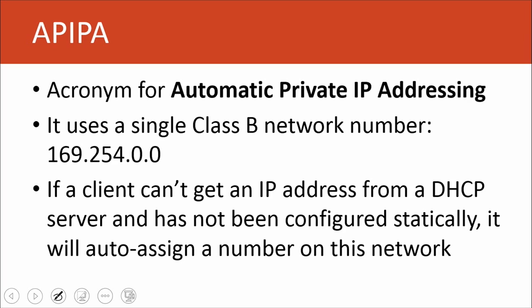There's another reserved network, right? It's in Class B. It's called Automatic Private IP Addressing, or APIPA. If a client can't get an IP address from something called a DHCP server, which is Dynamic Host Control Protocol server, and an IP address hasn't been configured statically, then it auto-assigns this number to itself on the network. So it'll have an address within the 169 range.